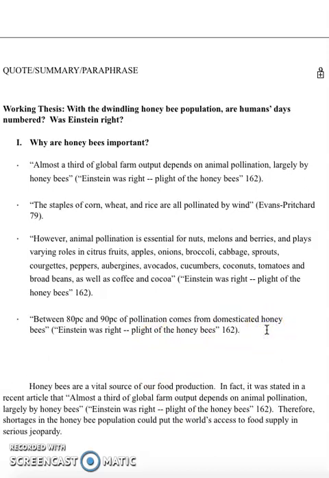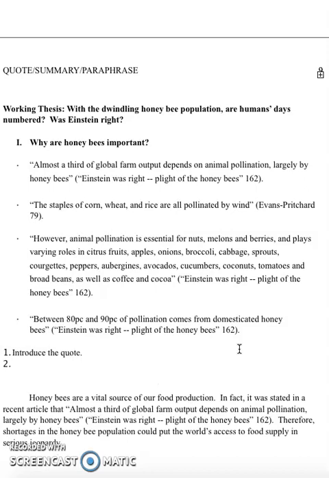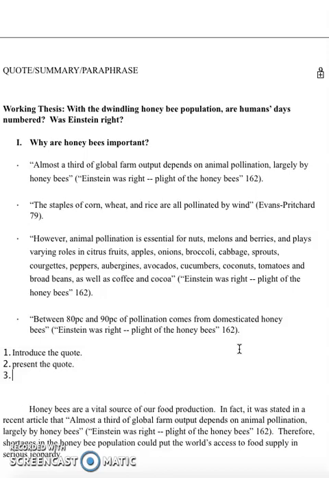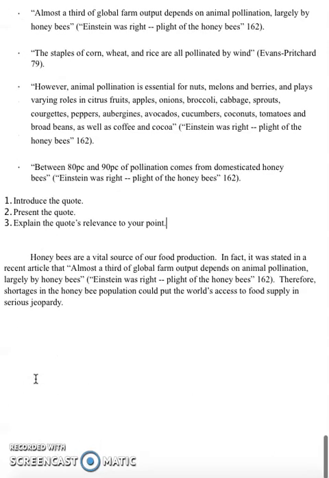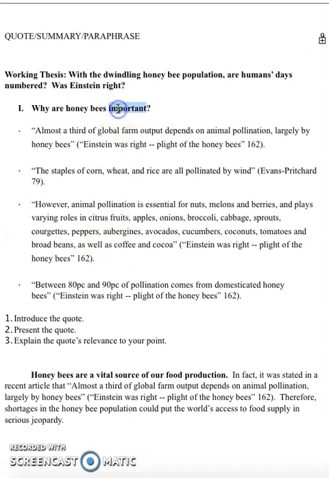So I'm going to write this. I'm going to put these notes in this document so that I can save it and post it for you as a sample. So remember, first, you want to introduce the quote. Second, you want to present the quote. Third, it drives me nuts when that doesn't capitalize. Okay, and then third, you want to explain the quote's relevance to your point. So remember, the point that I'm making is that honeybees are a vital source of our food production, right? This is my topic sentence. So I'm going to bold it for emphasis, right? This is what I got from this statement here.